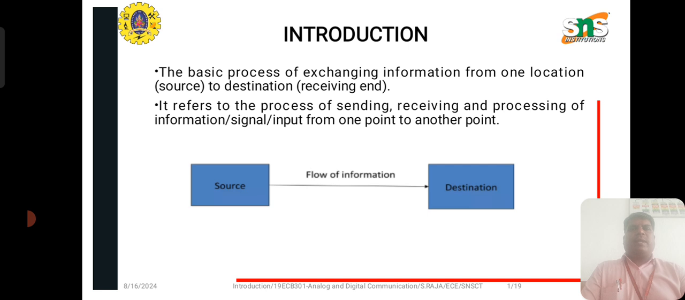So what is meant by communication? The process of exchanging information from one location to another location, or from source to destination. It refers to the process of sending, receiving and processing of information, signal or input from one point to another point. This figure shows the flow of information from source to destination.